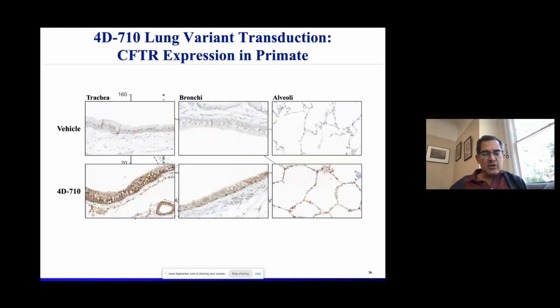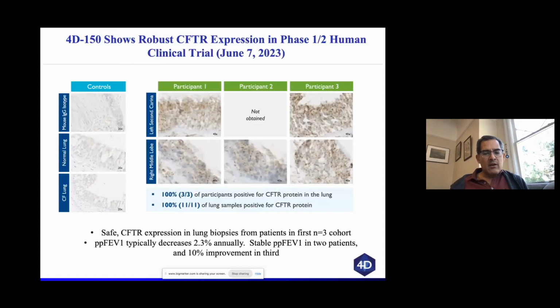Upon aerosolization and delivery to the lung of non-human primates, you can see in this vehicle control, there's no immunoreactivity against the CFTR protein. However, in the case of the 4D710, the product encoding the CFTR, you can see high levels of expression in the trachea, bronchi, as well as alveoli. So again, boosted by this IND-enabling data, this was taken into a human clinical study, and these results were just reported out about 3 weeks ago or so.